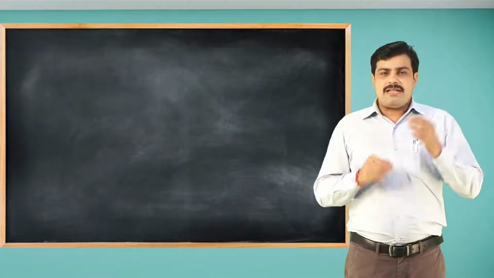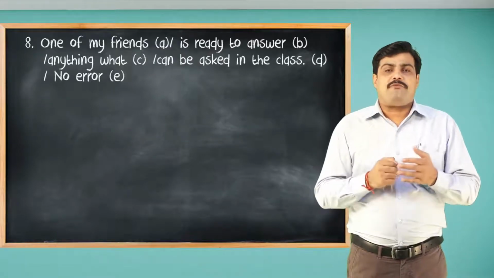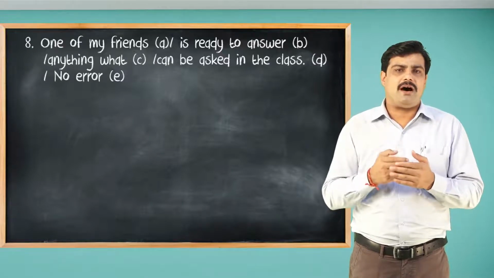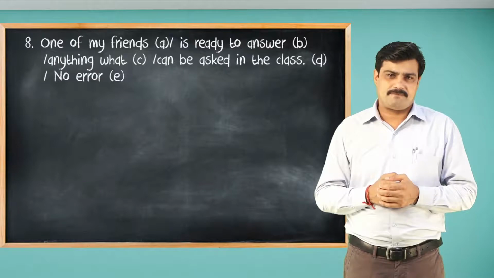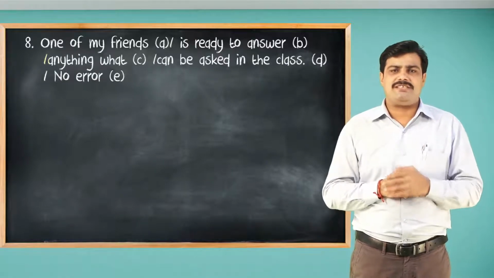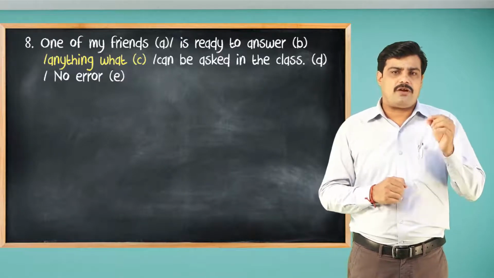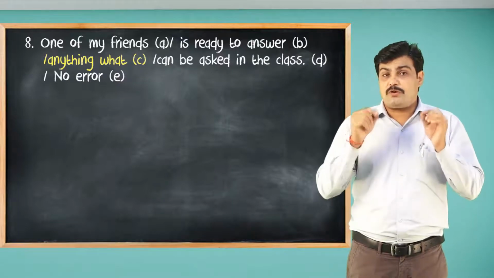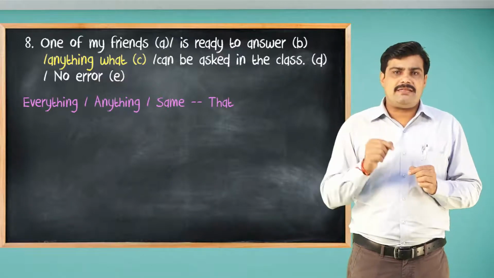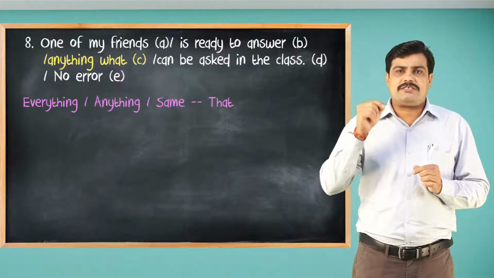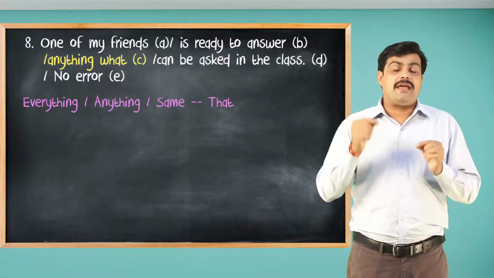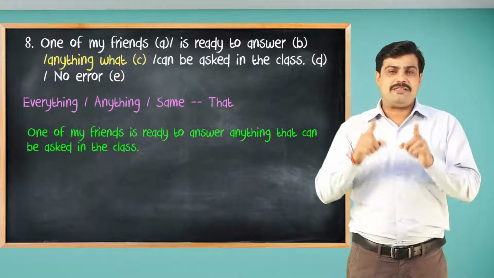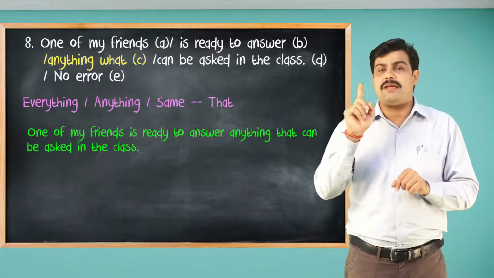Another sentence you can see: one of my friends is ready to answer anything what can be asked in the class. Here in this sentence, part C is wrong. Here the pronoun what is to be replaced by that, because everything, anything, and same are followed by that and not by what. Remember: anything, everything, same, that is to be followed by that.